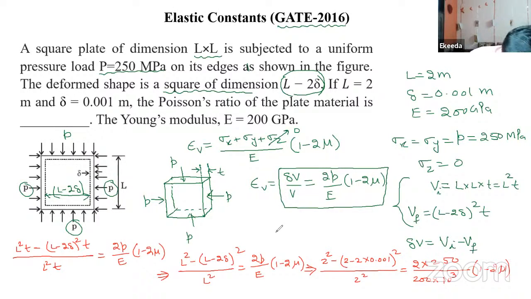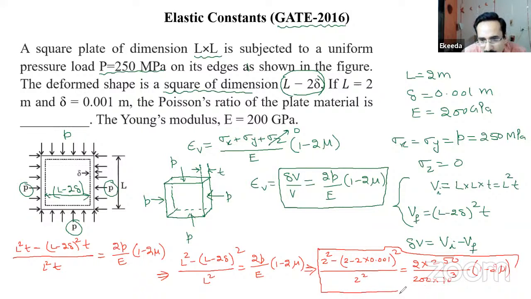How many unknowns are there in this equation? Only one unknown, right? So by using the calculator, solve it and you will get the value of Poisson's ratio. When you solve this equation and get the value of Poisson's ratio mu, that will come out to be 0.1. So this is the value of Poisson's ratio.